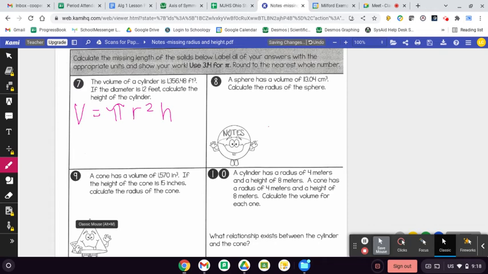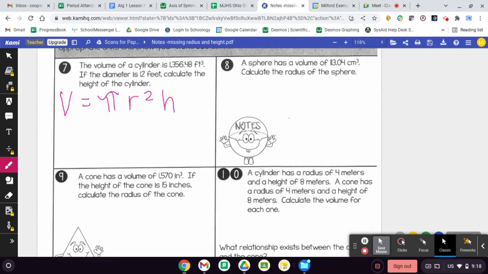All right, here we go. So we're going to plug in the numbers they give us. What's the first number they give us? Priya? That's actually 1,356.48. But what is that? What letter does that go in for? The V, the R, or the H? Read the first sentence. It's volume. So plug it in for volume. 1,356.48 goes in for V.